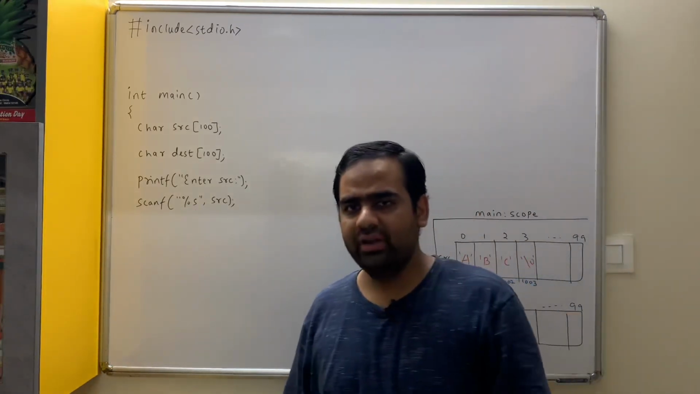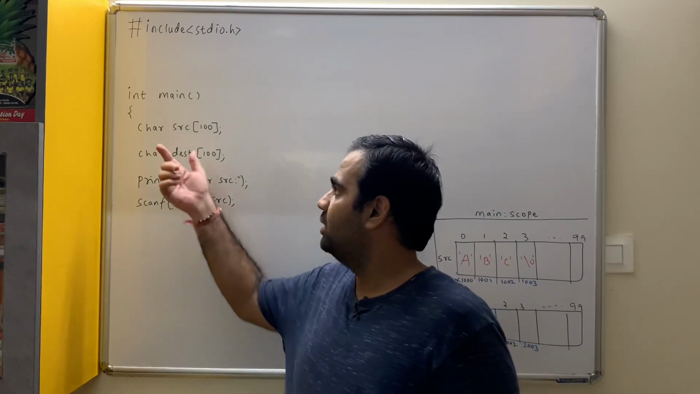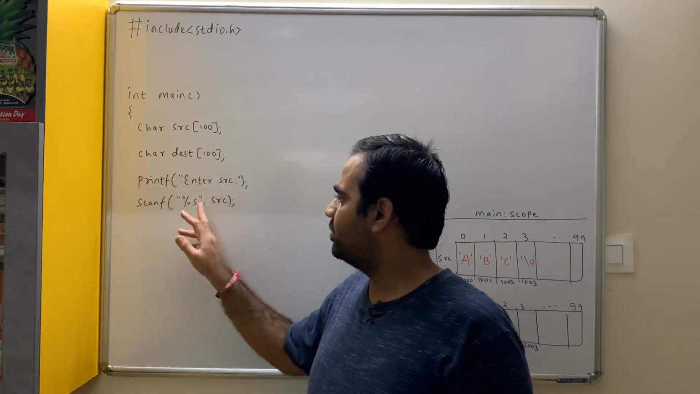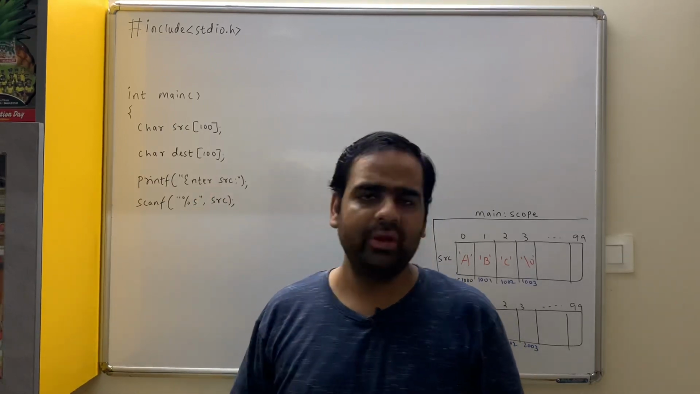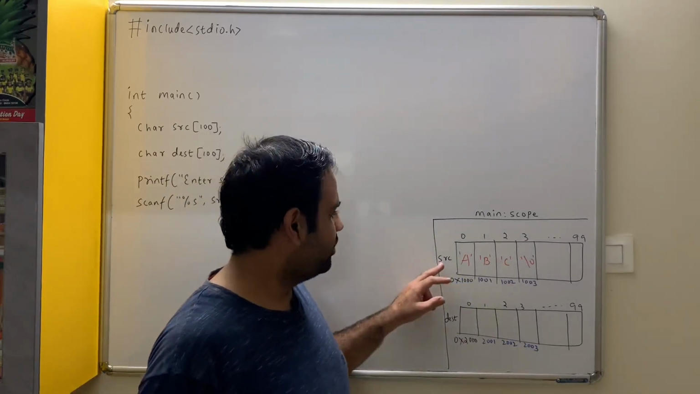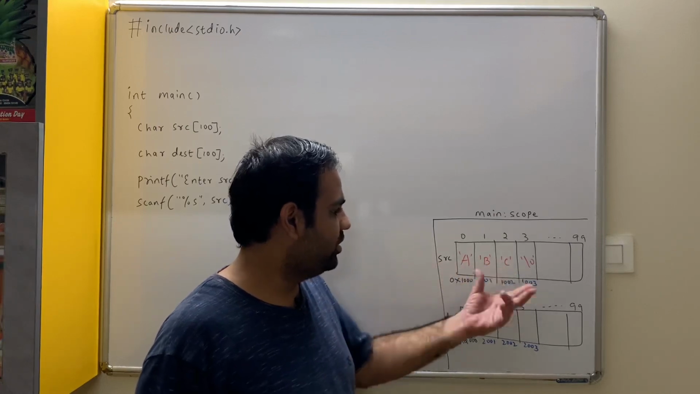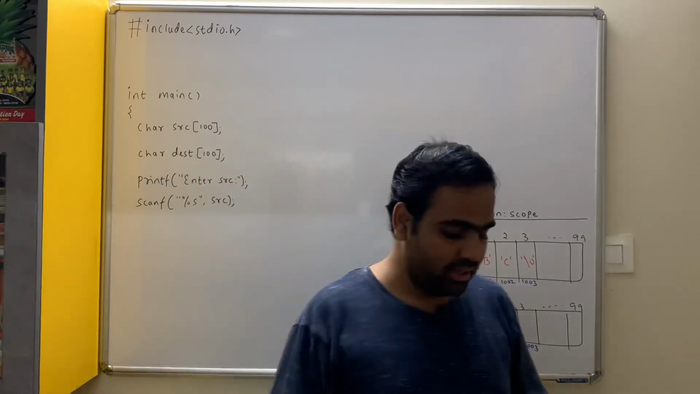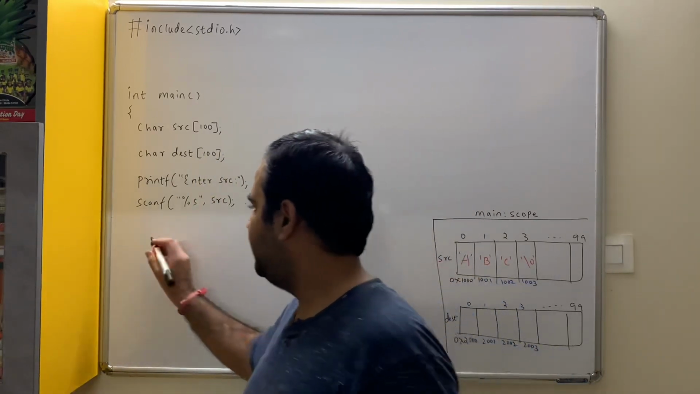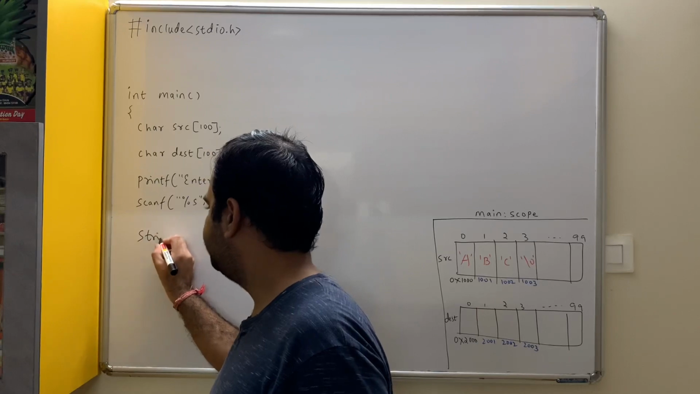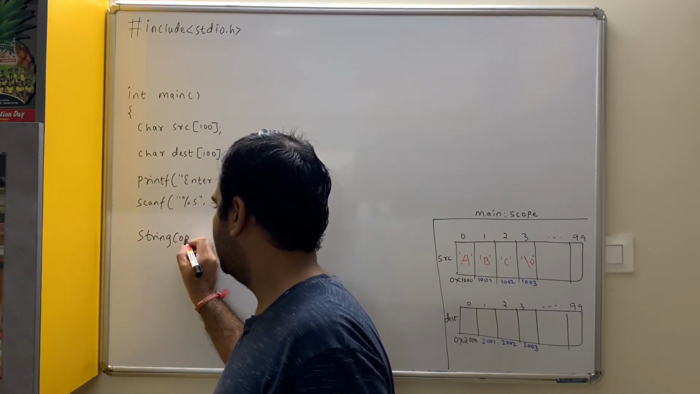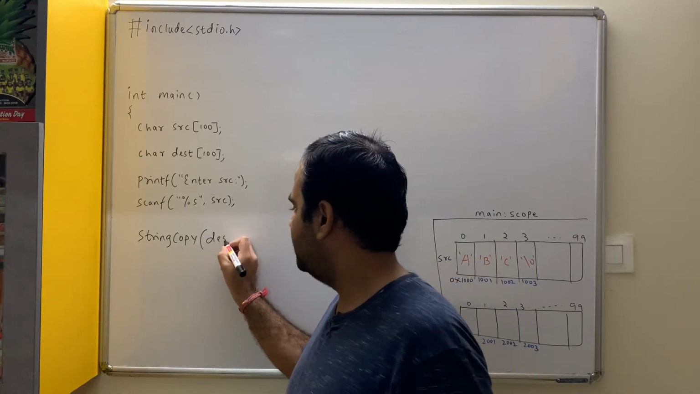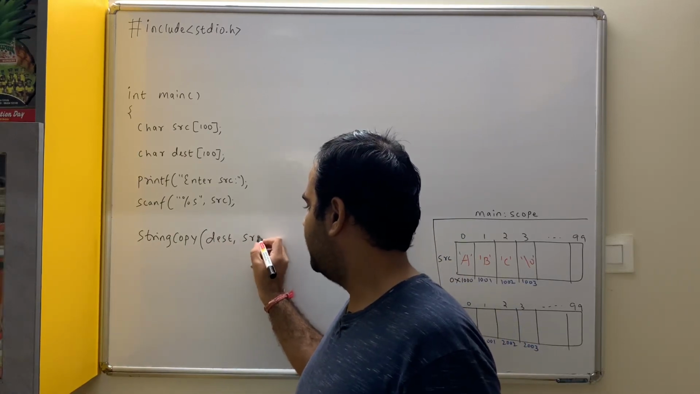Let us see how we write the program for it. We have the source string and the destination string. The input for this program is the source, and we want to copy it to the destination string. Suppose we read the source string as ABC, and we want to copy the same thing to the destination string by writing our own program. Let's write one function called string copy. This is a user defined function, not a built-in function. Let's take the first parameter as destination and the second parameter as source.